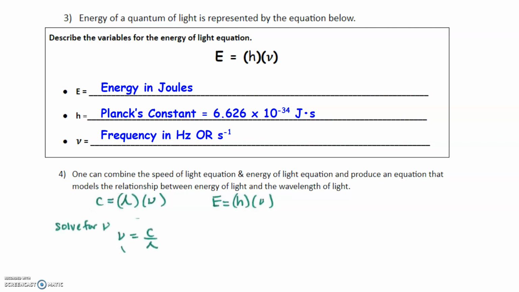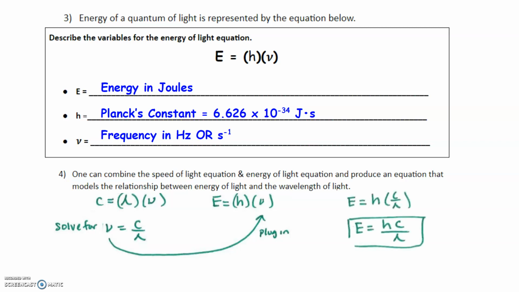First thing we'll do is solve the speed of light equation for frequency. Then we'll plug that value into our energy equation. And when we do that, we get that the energy is equal to Planck's constant times the speed of light divided by the wavelength.